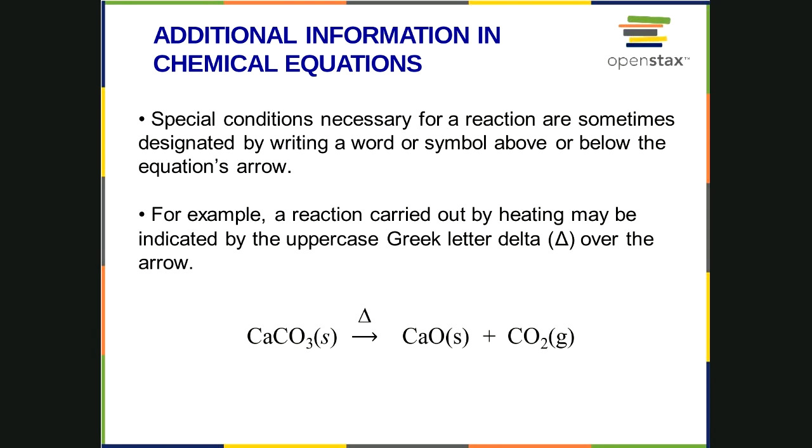Now, in some cases above that arrow, you may also see another compound. In those cases, if you see a compound or a substance written above the arrow, where the delta sign would be, that's an indicator of a catalyst. In a chemical reaction, a catalyst is a substance that speeds up a reaction but doesn't necessarily get used up in the reaction. So sometimes you might add something to the reaction that causes it to go faster.